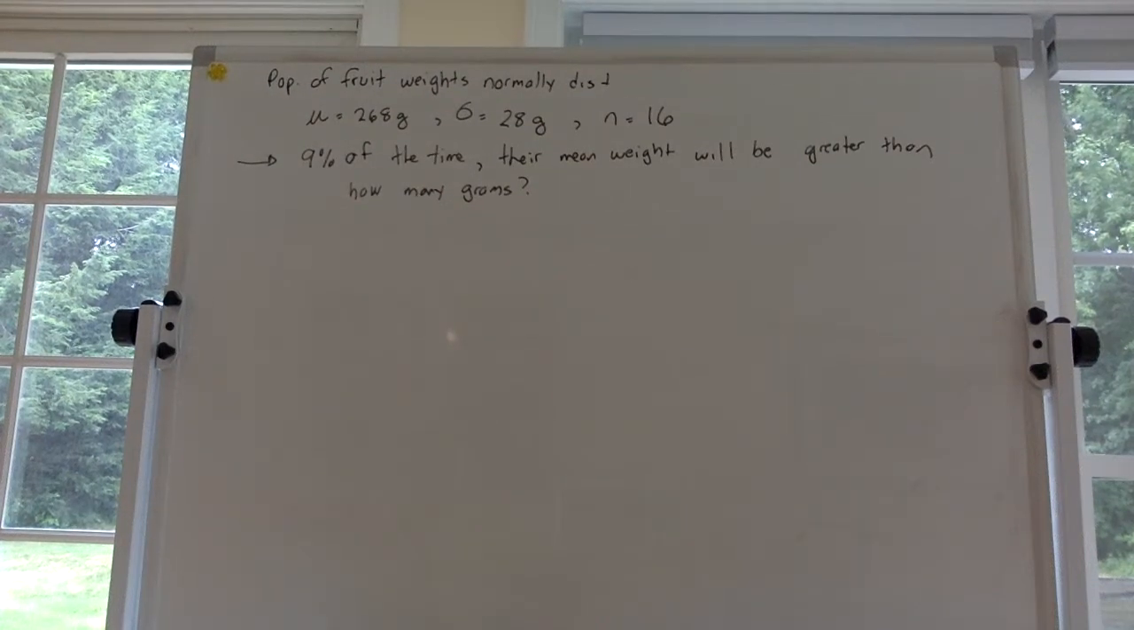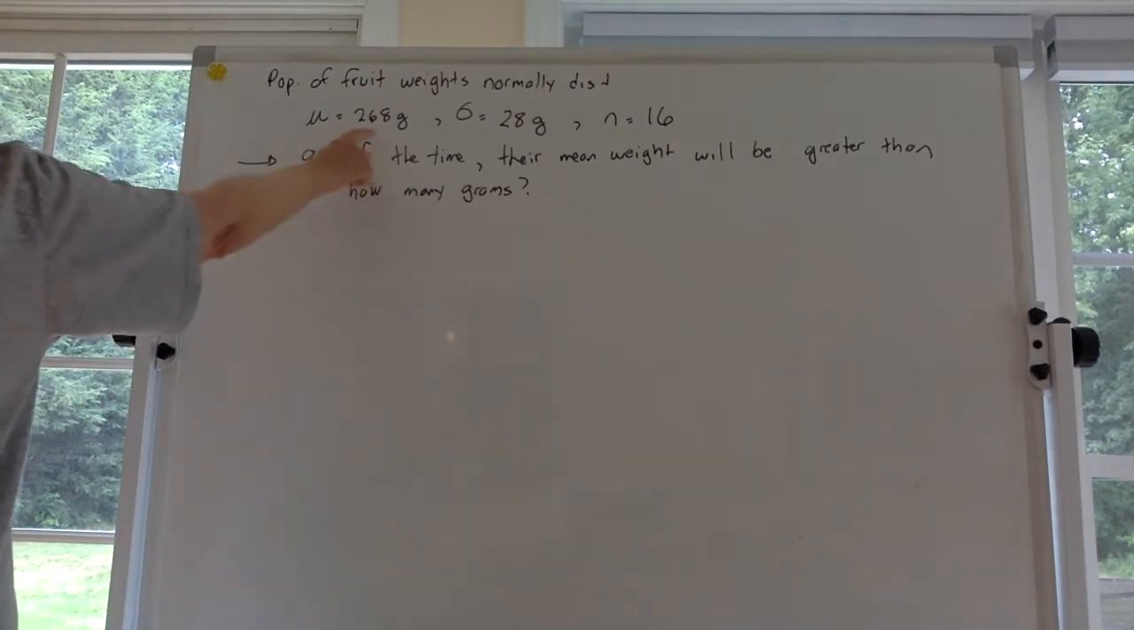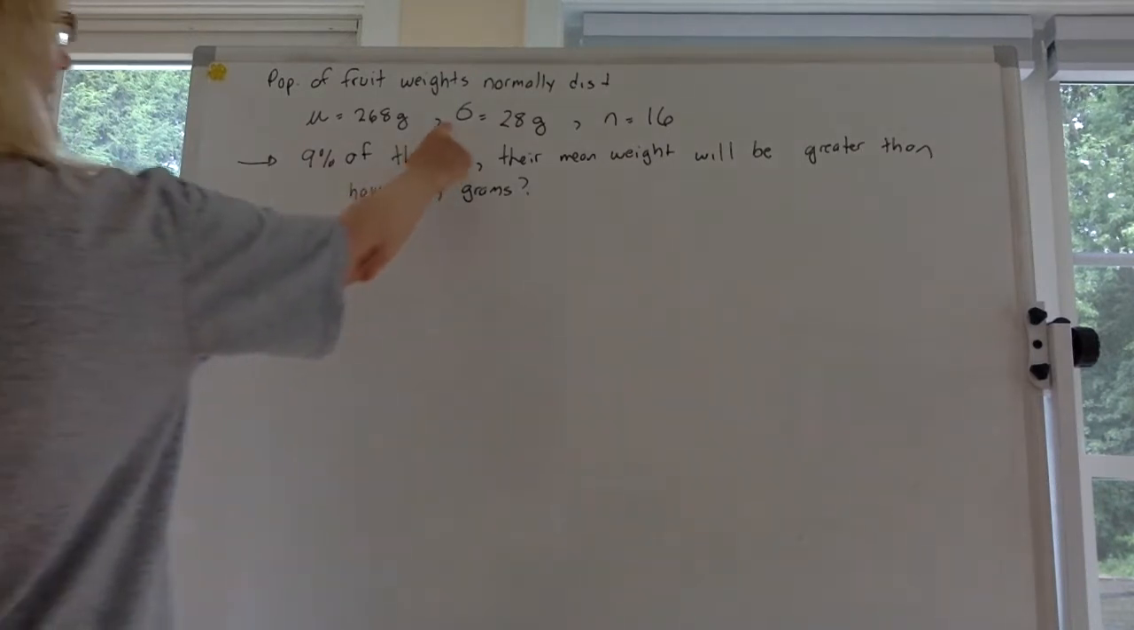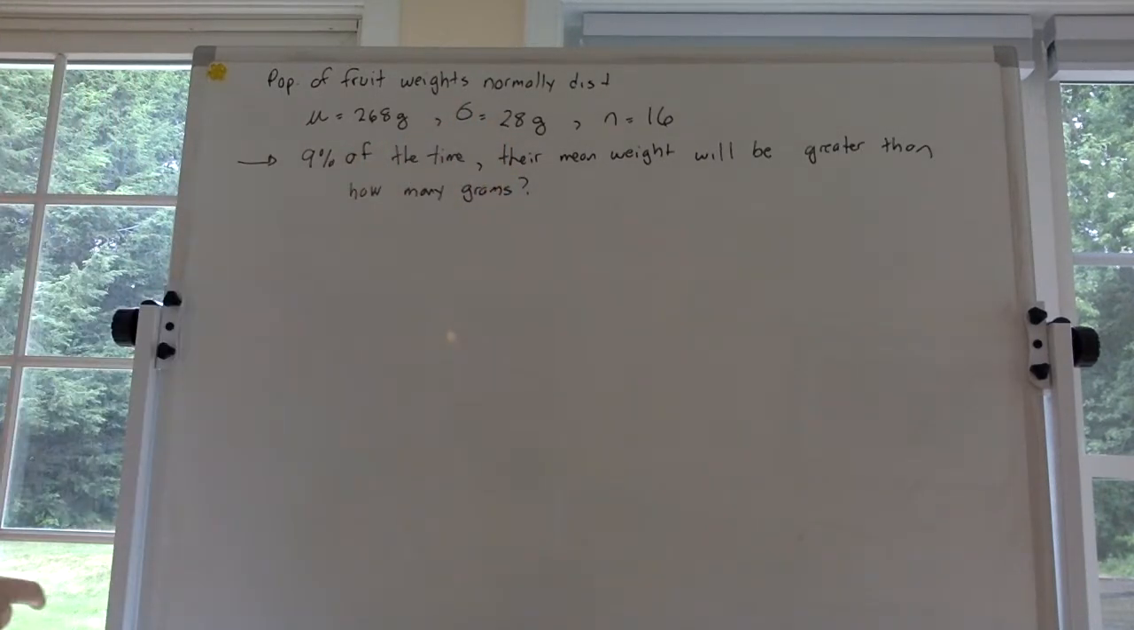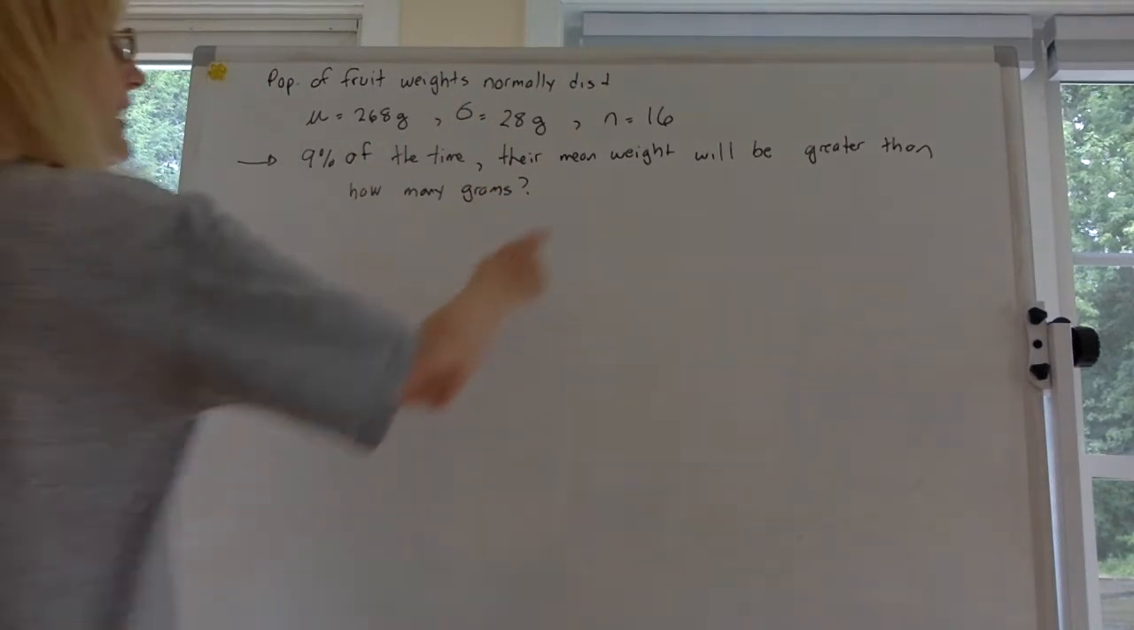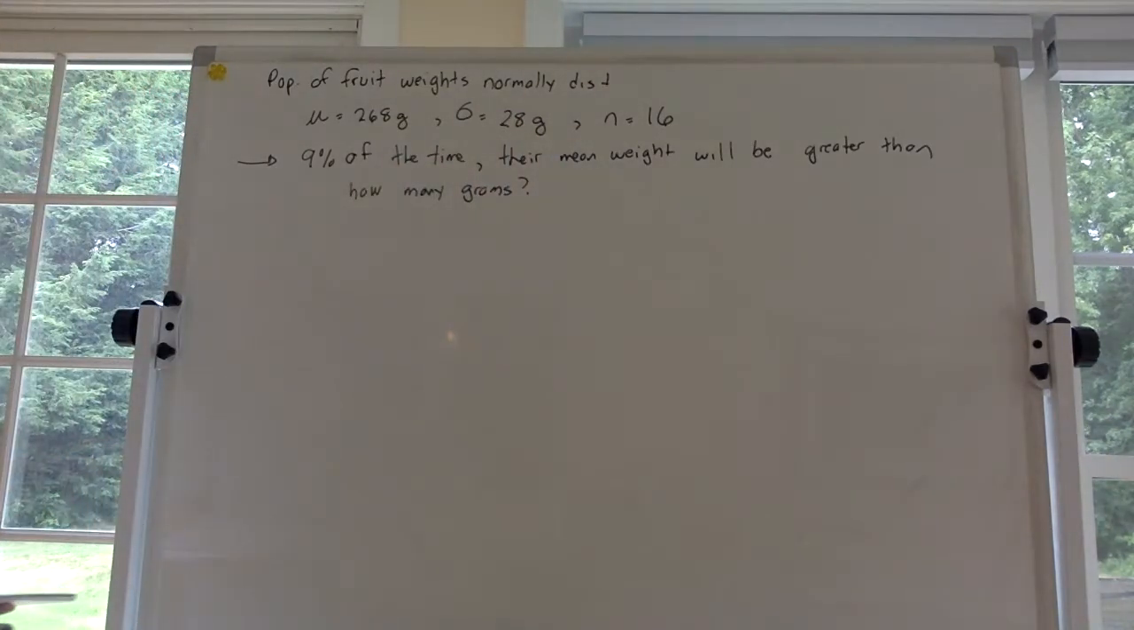Okay, for this problem, we're talking about fruit. They tell us that the population of fruit weights is normally distributed. So we know that we're normally distributed for the population. They told us that the mean for the population is 268. The standard deviation for the population is 28 grams. And we're going to take a sample size of 16. As long as we know that the population of fruit weights is normally distributed, we can do this problem.